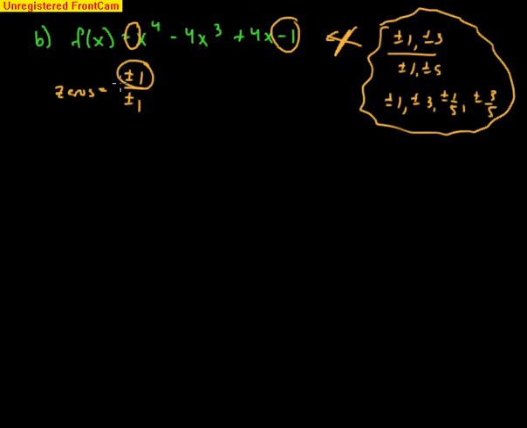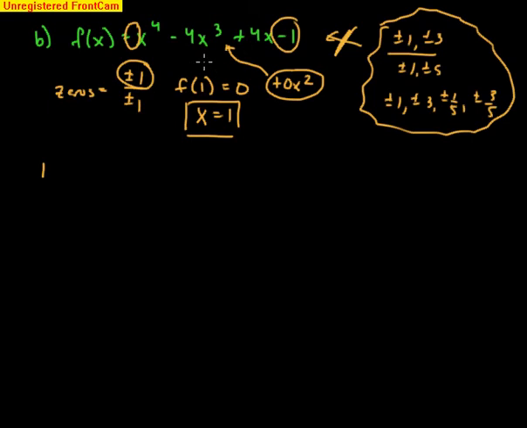Let's see. Okay, so fancy that. The first one worked. I got f of 1 equals 0, which means x equals 1 is one of my zeros. So I'm going to use synthetic division. Now, here's the kicker, and this is why I like this problem. If you look at your polynomial, there's something missing. Right there. Plus 0x squared. You better input that in your synthetic division.